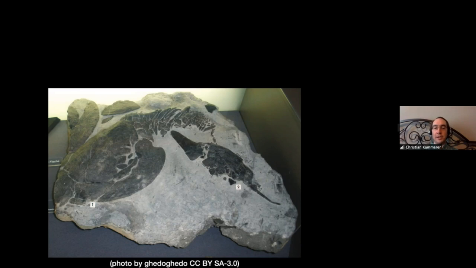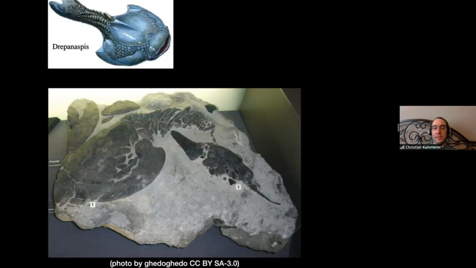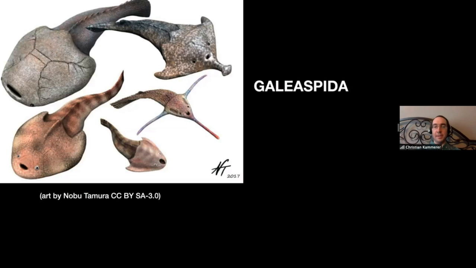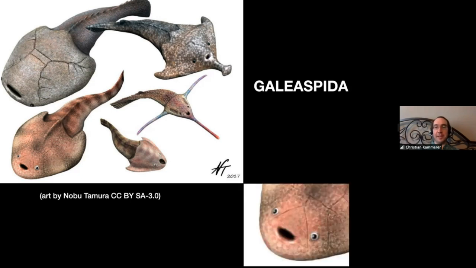So animals like shown in this picture here, these are fossils of an astracoderm named Drepanaspis and another one called Pteraspis. You can see these animals are actually quite strange in their appearance. Some of them look a lot like alien spaceships. There are entire groups that are exceedingly bizarre of these astracoderms, such as the Galeaspids, which are mostly known from the Silurian of East Asia. These include some of the friendliest of all the jawless fishes.